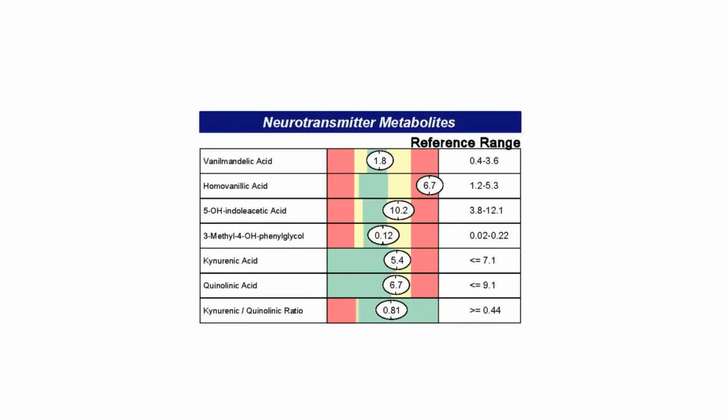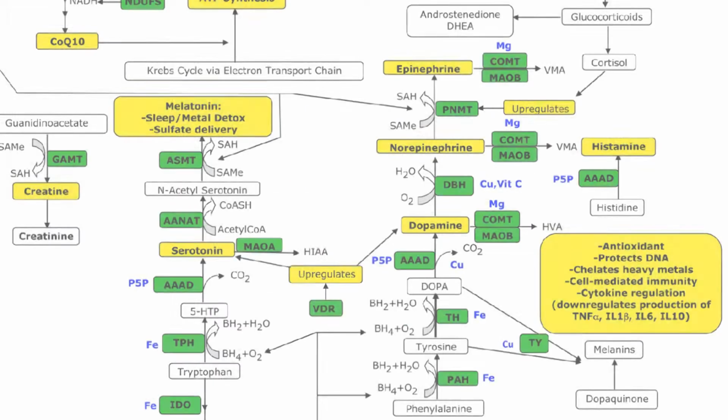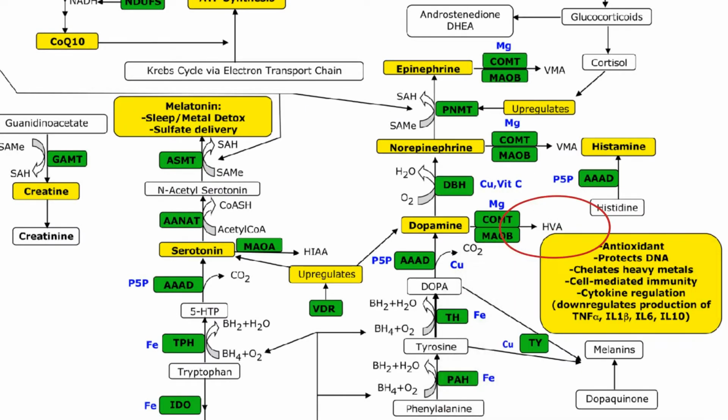Where we are impressed is when we take a look at page 8 and we look at your neurotransmitter metabolites. Do you see how the HVA, or the homovanillic acid, is significantly elevated? HVA, in short, is a dopamine breakdown product, and it's the result of activity by COMT and monoamine oxidase B. Now, with an HVA elevation, we assume a number of possibilities.